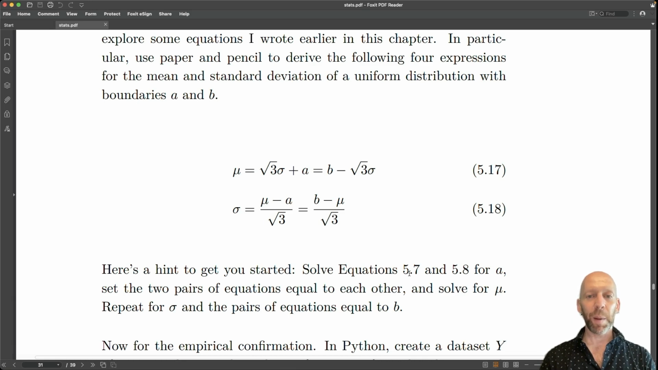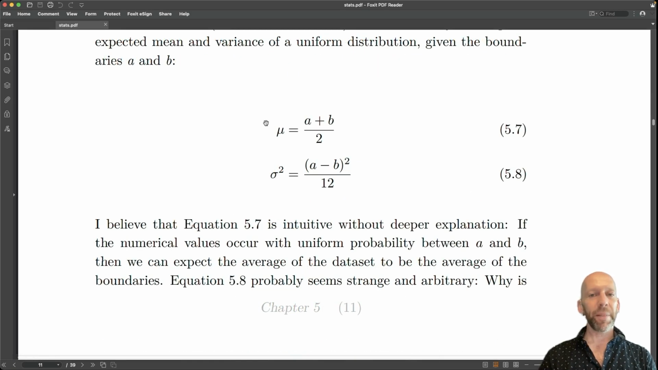So let me now scroll up. I will show you equations 5.7 and 5.8, from which you can derive these two equations. These tell us the mean and variance, population mean and population variance, as a function of the two boundaries. And what you want is to get the mean, this characteristic mu, in terms of A and sigma, and in terms of B and sigma. And you define sigma in terms of A and mu, and in terms of B and mu. And then you will get to the equations in the exercise.